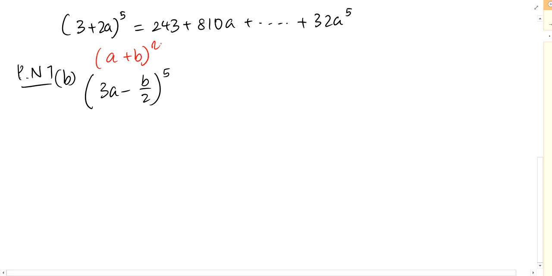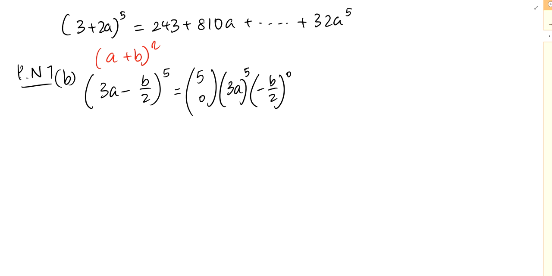We are going to directly apply it to our binomial theorem again, which you managed to derive yourself. And let's see what we have. First term, what do we have? 5 choose 0. Then? 3a power 5. Keep referring to the formula on the board. What's next? Negative b over 2 power 0. We all know that this is equal to 1, but I want you to take note of this negative sign. I still want to write it down because it is a good habit.